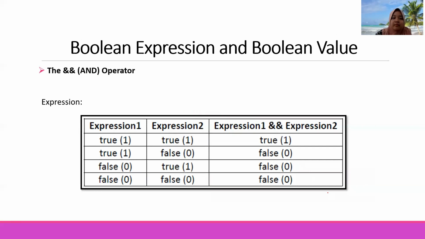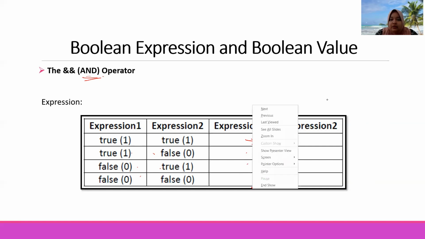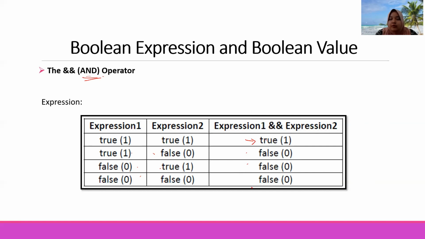Okay. So untuk AND pula, ni you kena ingat: true and true jawapan dia adalah true. True and false jawapan dia false. False true jawapan dia false. False false jawapan dia false. Okay, ingat. Dia true bila true and true baru true. Kalau true and false, false and false, false and true, jawapan akhir dia adalah false.